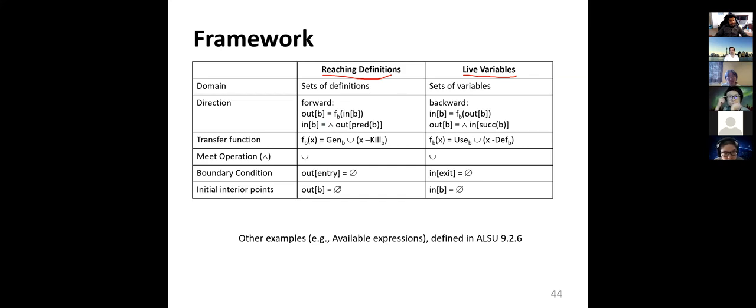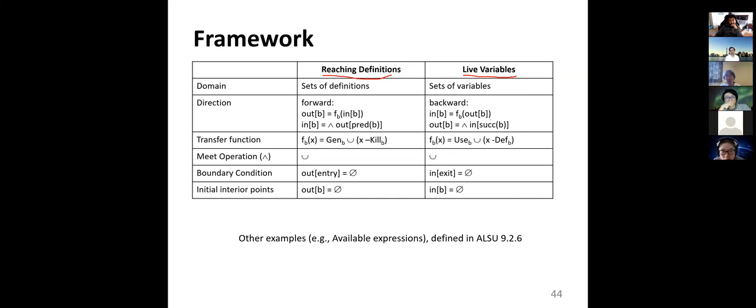This is just a transfer function symbol, right? This is a meet operator symbol. And in both cases, it was union. So this was really union here. And that was the transfer function within the basic block. And that was the boundary and initial conditions. So you see, I was solving two different problems, but the setup is very, very similar.